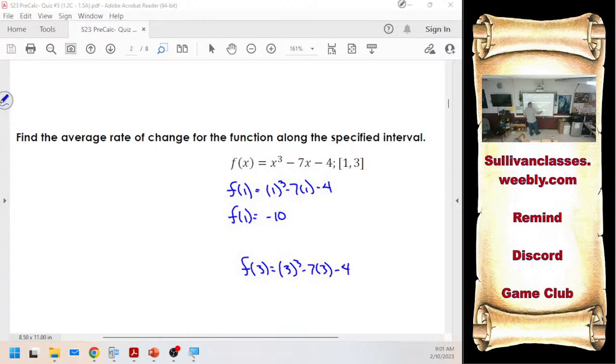I get 27 minus 21 is 6. 6 minus 4 is 2. Y'all, the last 48 hours or 36 hours have been interesting. Check my mental math.